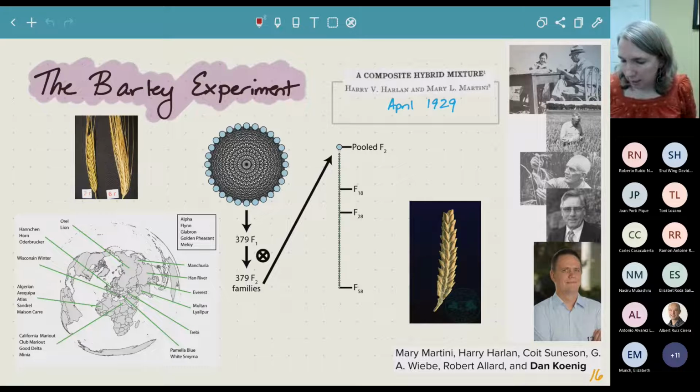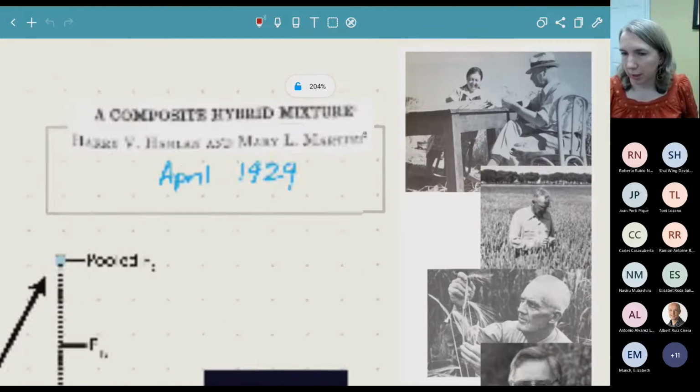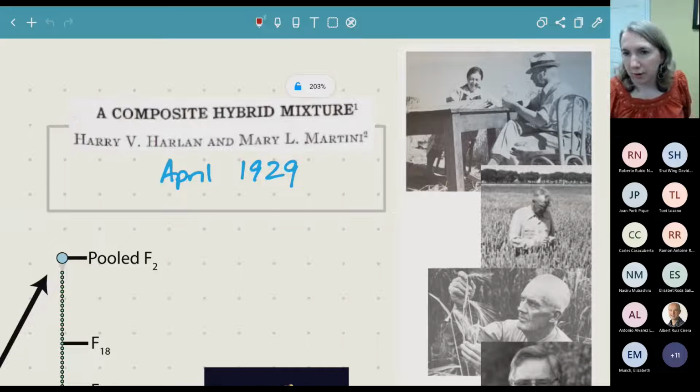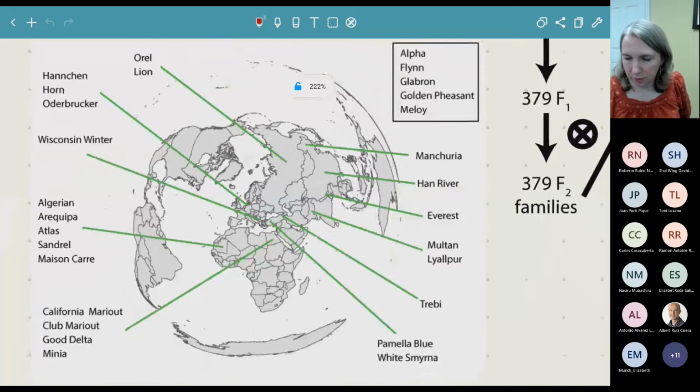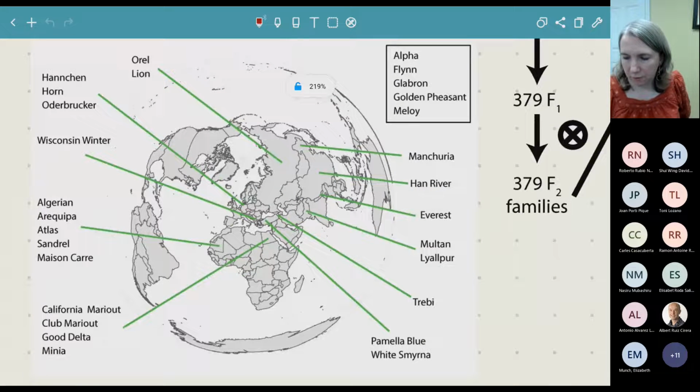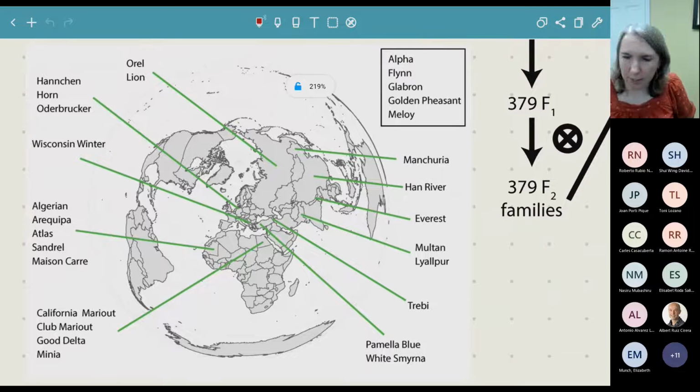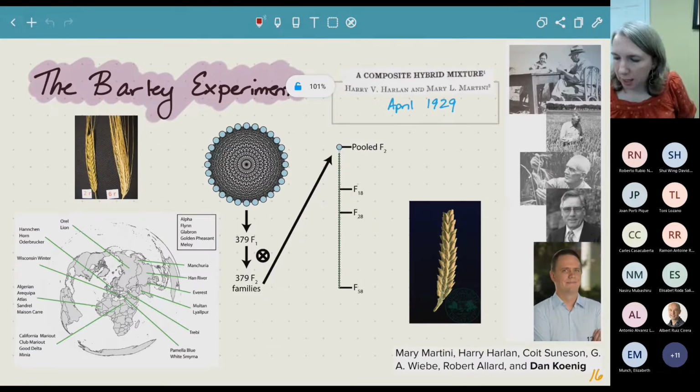So this data set, starting in the 1920s, Harry Harlan and Mary Martini, who are the folks hanging out up here in the top right, traveled around the world and collected examples of barley from lots of different places. So here's where all the different founding strains come from. They traveled all over the world. They picked up all these different examples of barley, brought it back to California, and put them out in a field.